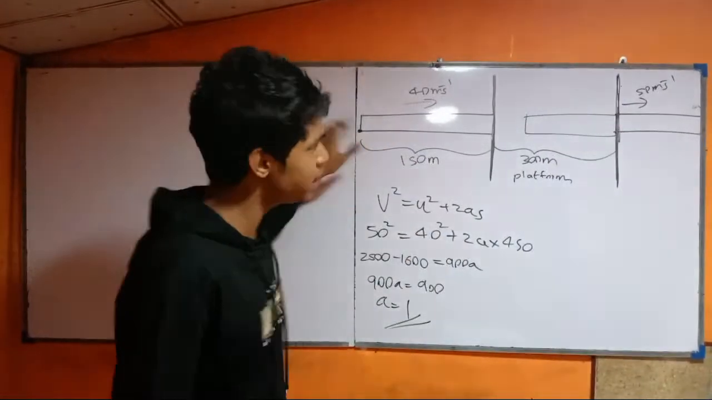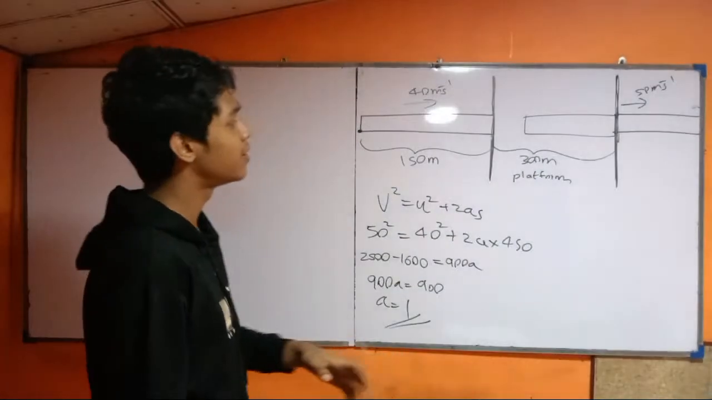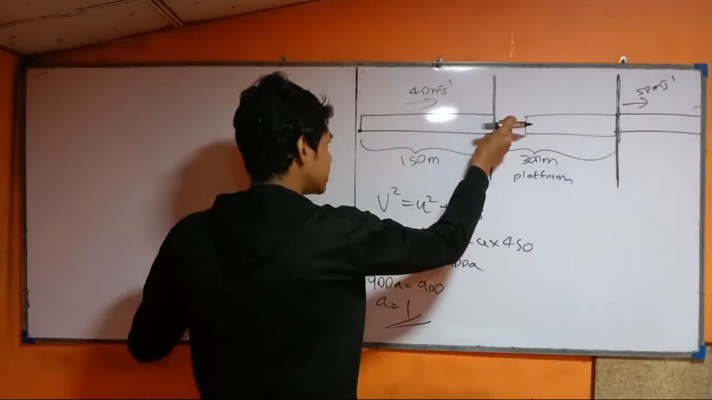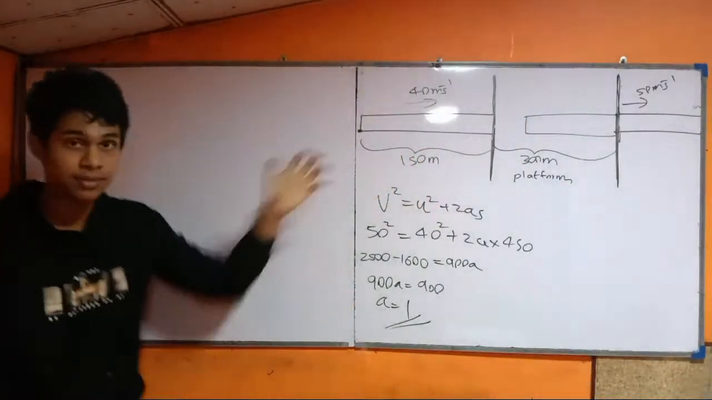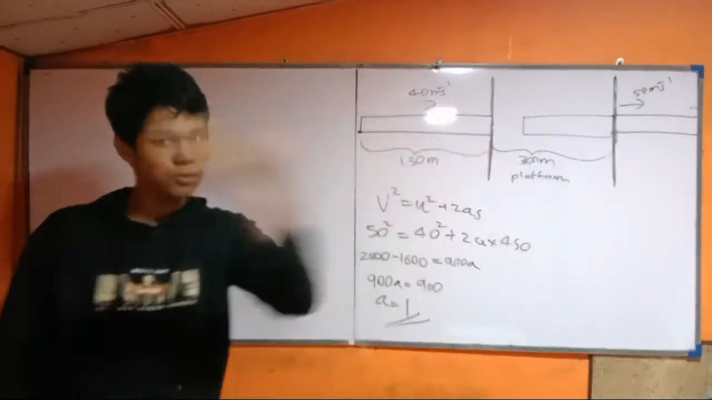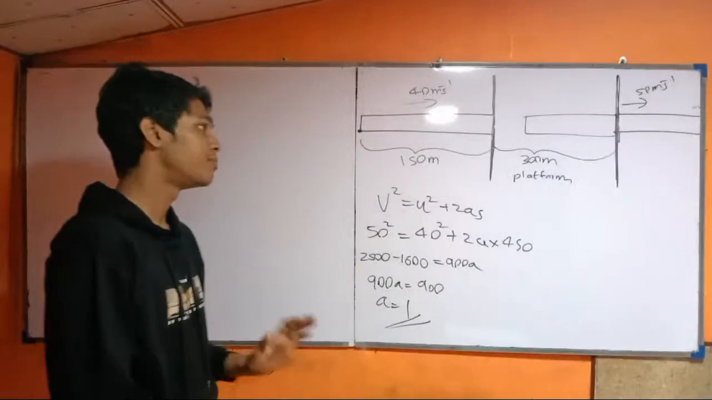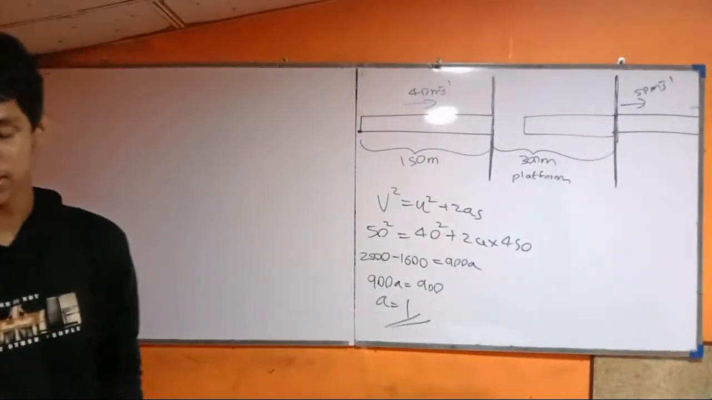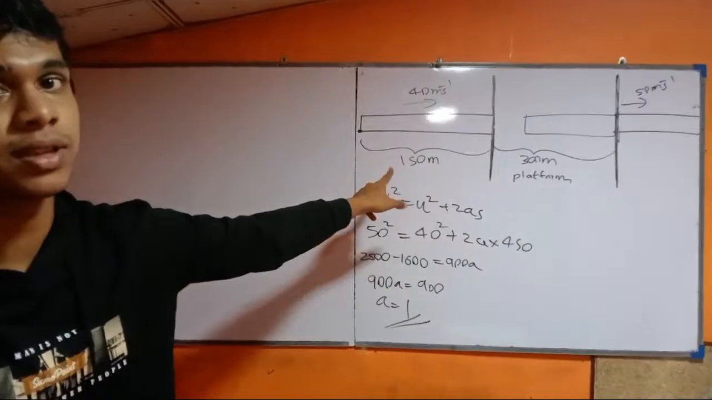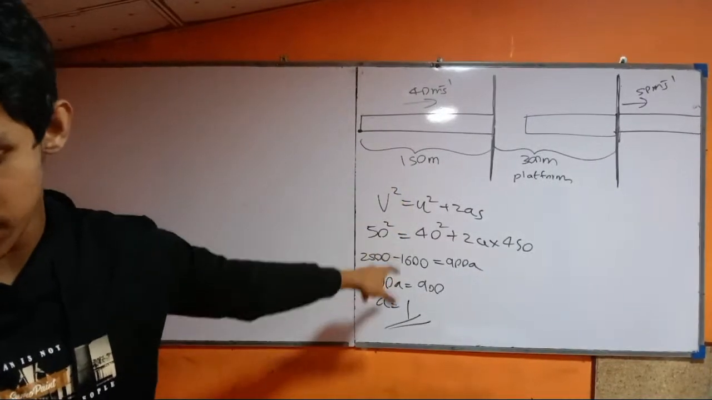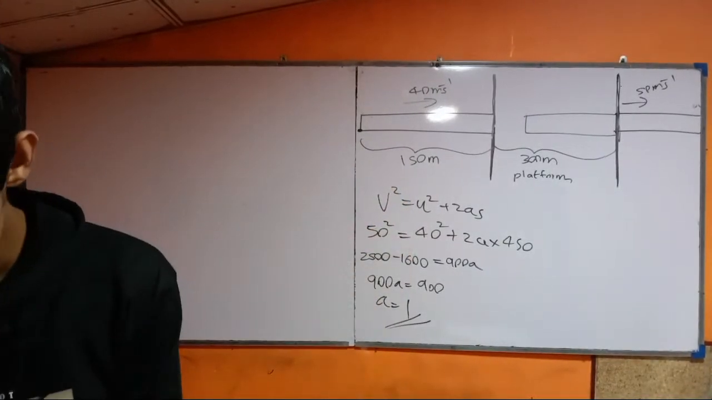So the backside should pass the platform. Okay. So when the train enters here, from that point onwards, the train should disappear. For disappearing of the train, this backside should pass the platform. So you should consider total displacement 300 plus the length of the train also 150, altogether 450.